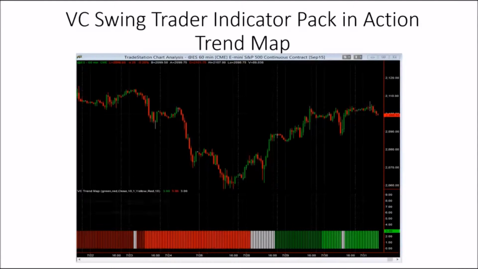So here we can see the trend map in action. Dark red showing a minor downtrend in place, which transitions into a strong downtrend, and we can see the slope is slightly steeper. White shows no trend. Dark green shows a transition into a minor uptrend, and green shows that it has entered a strong uptrend.